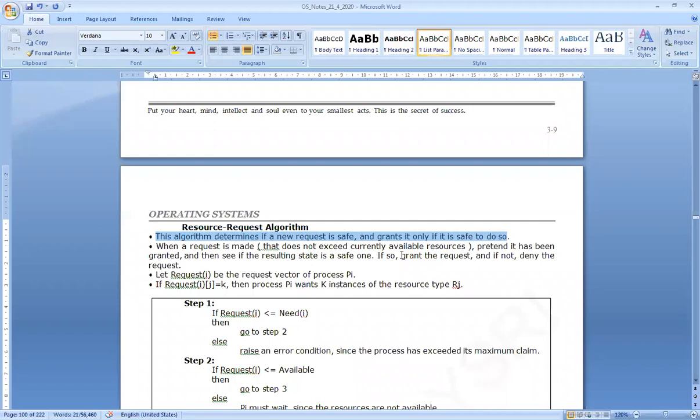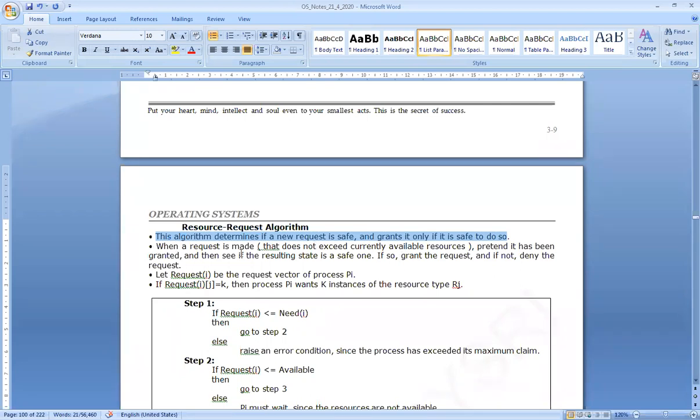If I attend this request, I should not get into a deadlock situation. I should be in a safe state. If I get into a deadlock situation because of this request, then it won't take that request at all. It will just neglect the request. That is called the resource request algorithm.